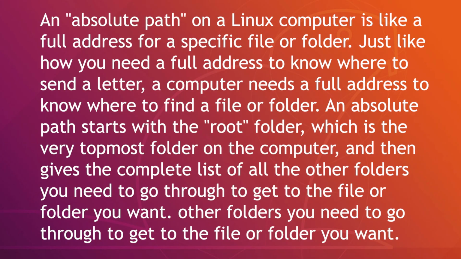So first things first, we need to distinguish the difference between an absolute path and a relative path. The definition of an absolute path: an absolute path on a Linux computer is like a full address for a specific file or folder. Just like how you need a full address to know where to send a letter, a computer needs a full address to know where to find a file or folder. An absolute path starts with the root folder, which is the very topmost folder on the computer, and then it gives the complete list of all the other folders you need to go through to get to the file or folder you want.